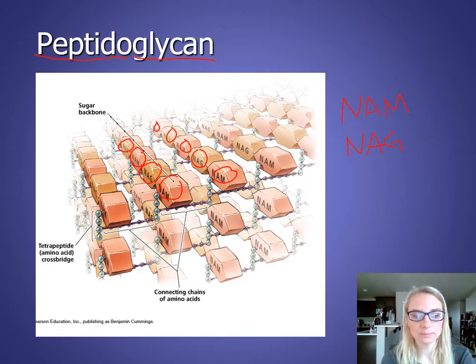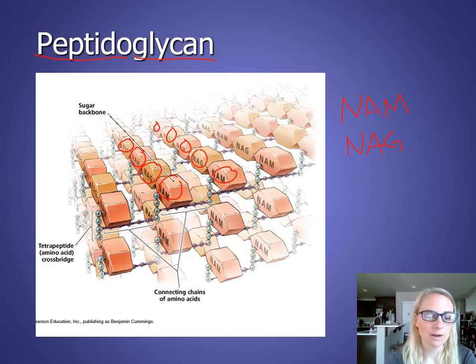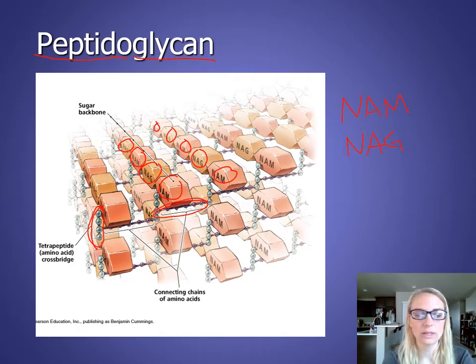That's the glycan part. And then the peptido part is we have a couple short amino acid chains that help hold all of those alternating NAM and NAG subunits together. So we have these tetrapeptide cross bridges, those little green bead looking things. And then we have some connecting amino acids holding those tetrapeptide cross bridges together. So there's connections vertically and connections horizontally made up of these short amino acid chains holding these long polymers of NAM and NAG subunits together in this large molecule called peptidoglycan.